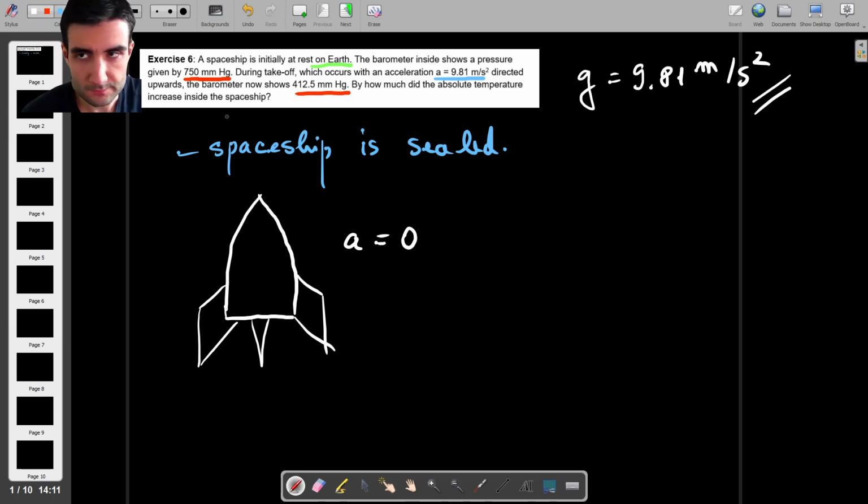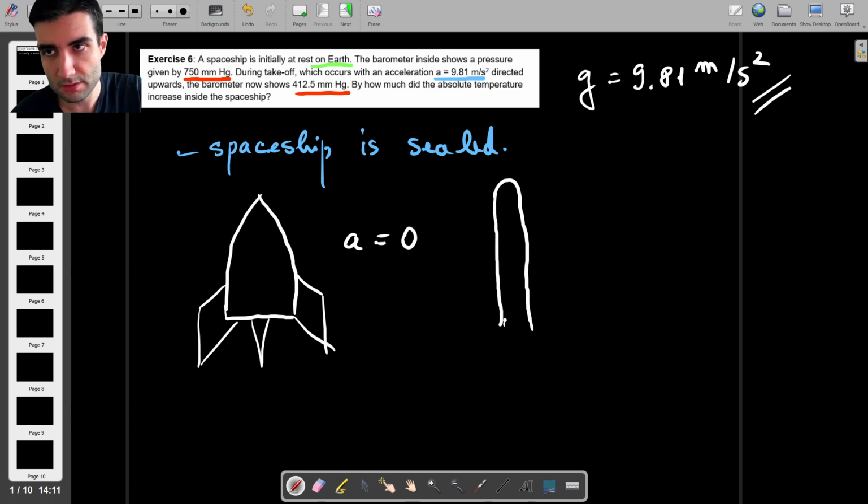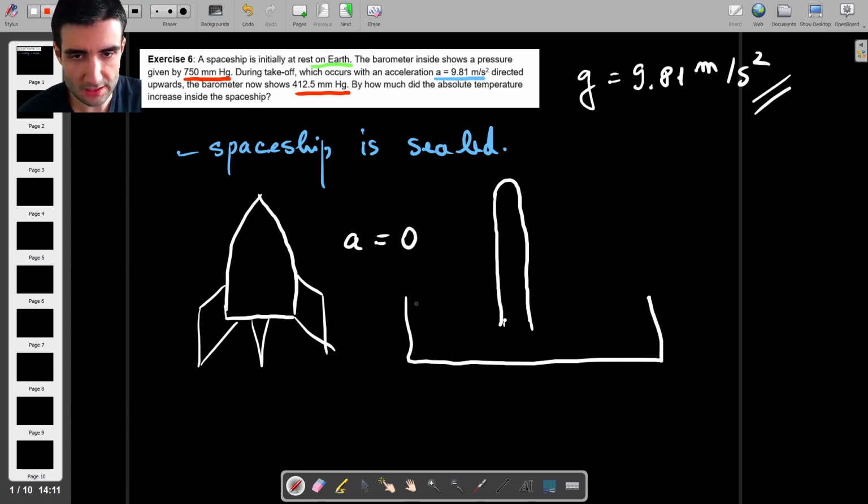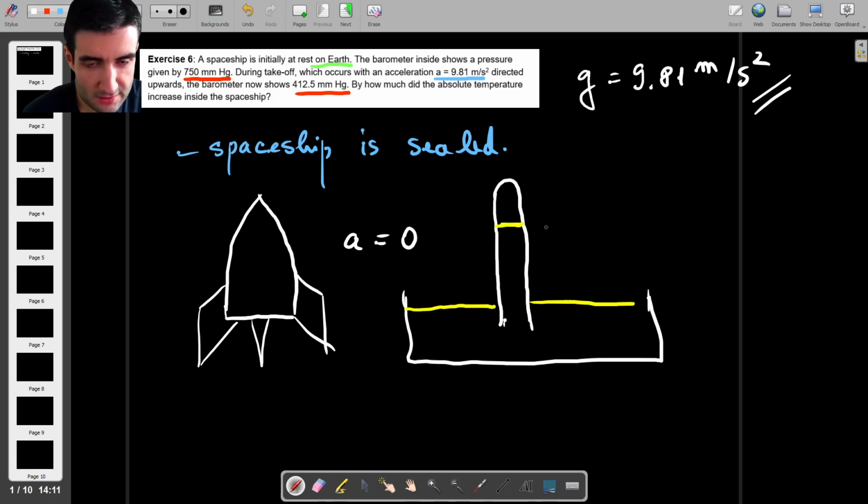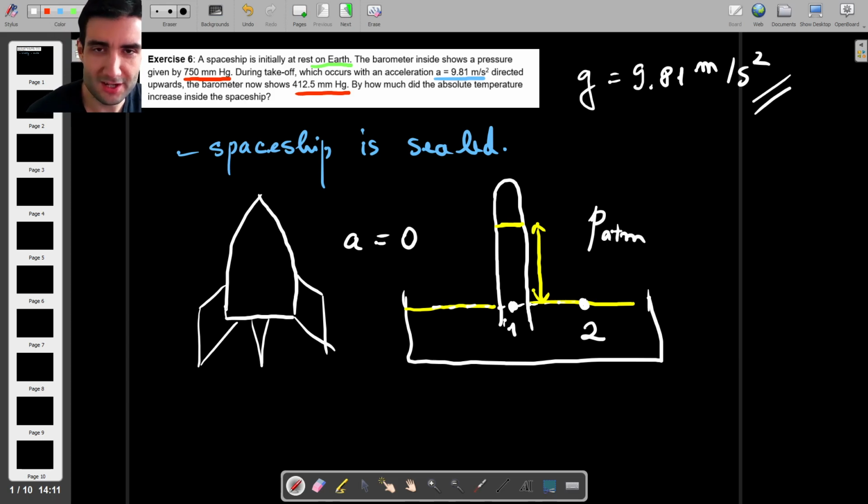You have a tube, and then you have around the tube. So you have this tube which is submerged in something like a tank of mercury, and then the mercury rises up through the tube, and this height here tells us what the pressure is. So we're basically doing what we call the horizontal line test. We draw a horizontal line which passes through the same liquid, and we'll have that the pressure at point 1 is going to be equal to the pressure at point 2. And that's going to give us the atmospheric pressure, or the pressure of the air inside the spaceship.